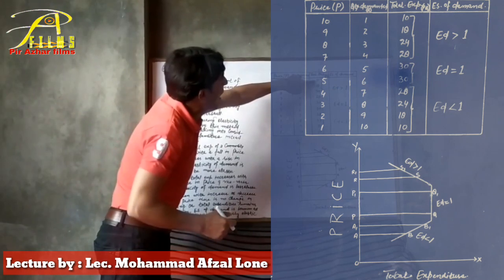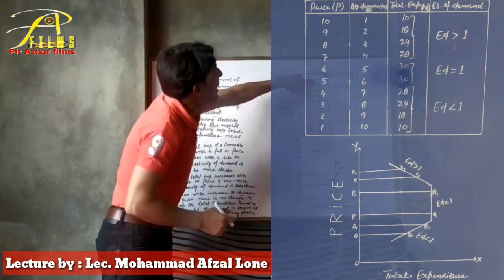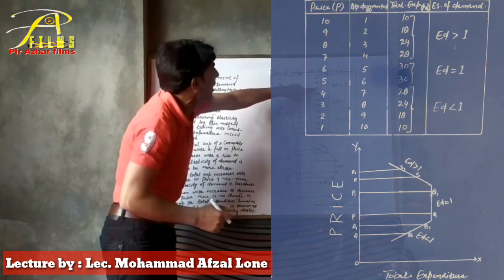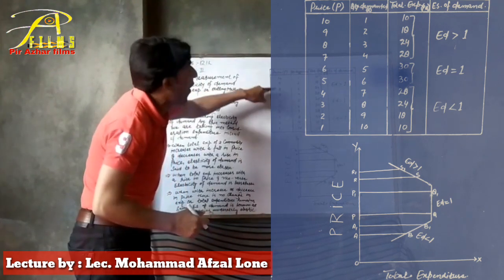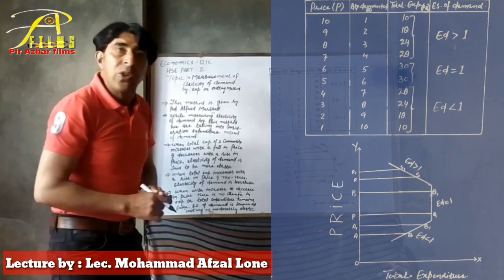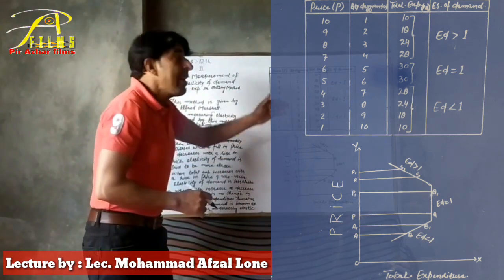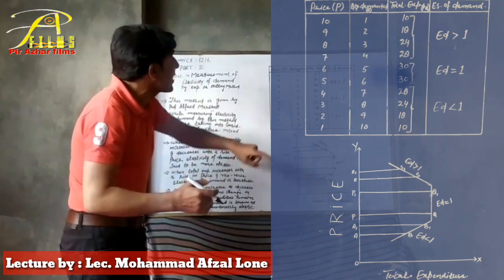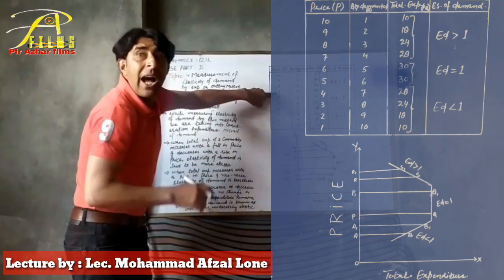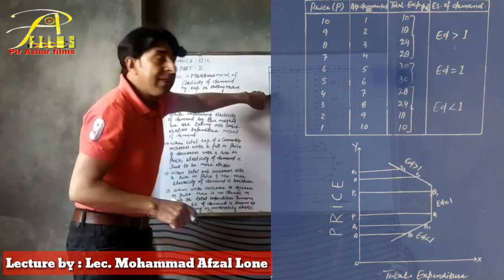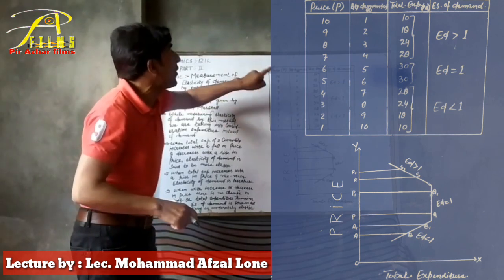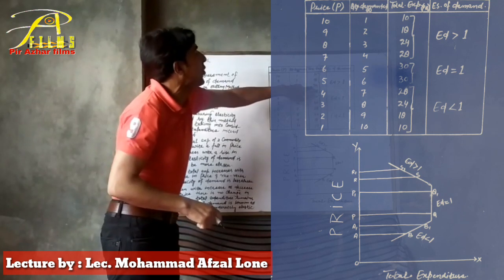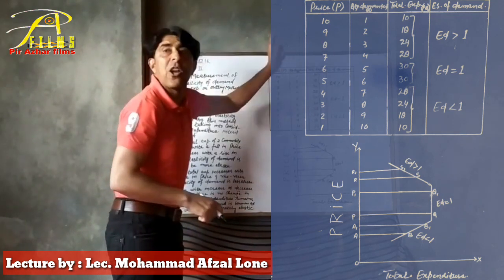Total expenditure on the commodity increased from 10 to 18, then from 18 to 24, then to 28 with the fall in price. So total expenditure increases with the fall in price and vice versa. Let us start from here: our initial price is 7, then it increases to 8, then 9, then 10. Total expenditure is 28, then falls to 24, then 18, then 10.